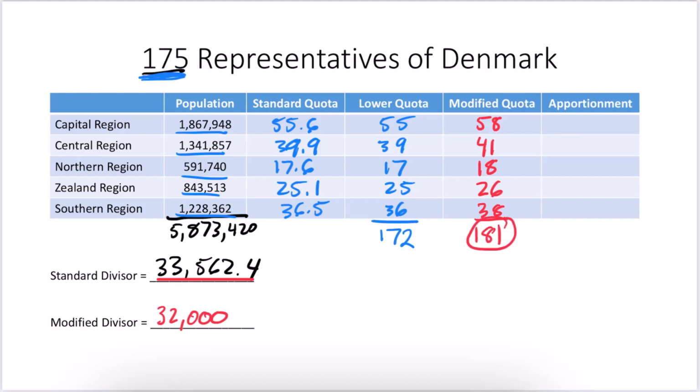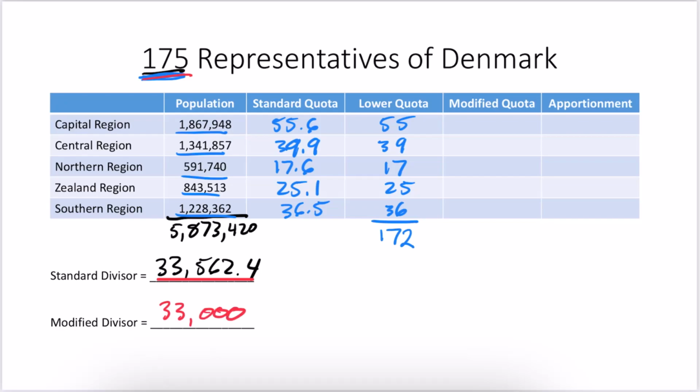But that number is too big because I only have 175 of them. And so what that means is I basically modified my divisor too much. So I'm going to erase all of this modified quota stuff. And I'm going to try again with a divisor that's a little bit closer, but still modified from my original divisor. So since 32,000 was too big of an adjustment, let's maybe try 33,000.